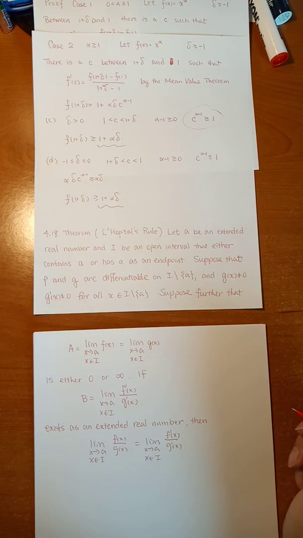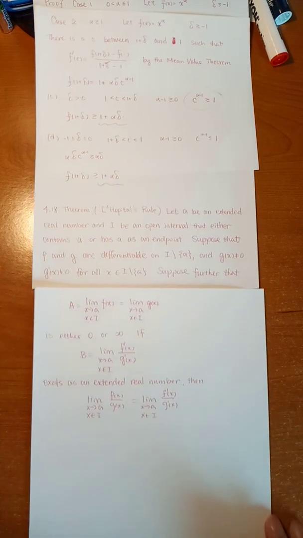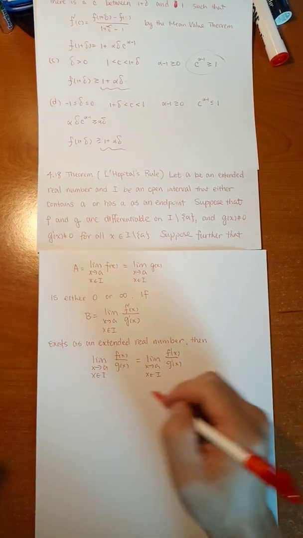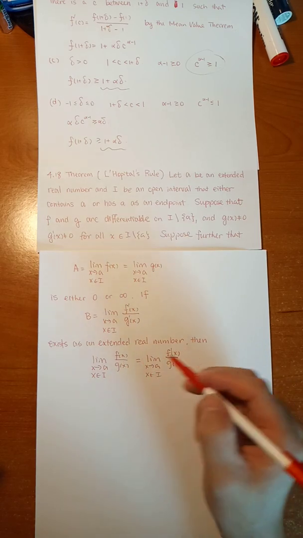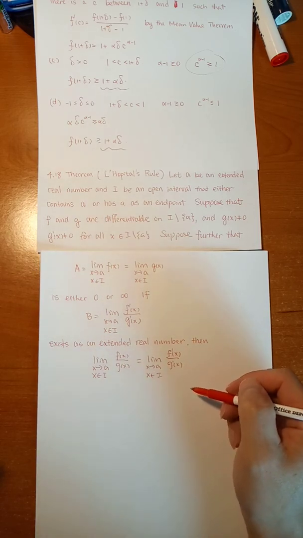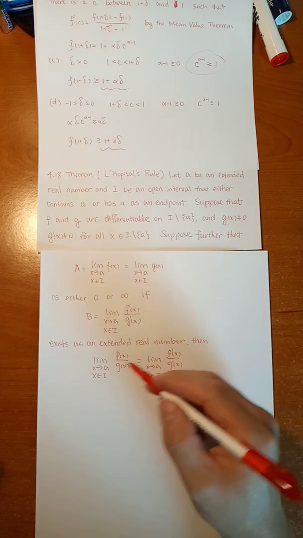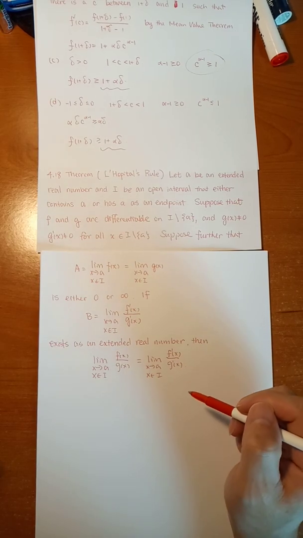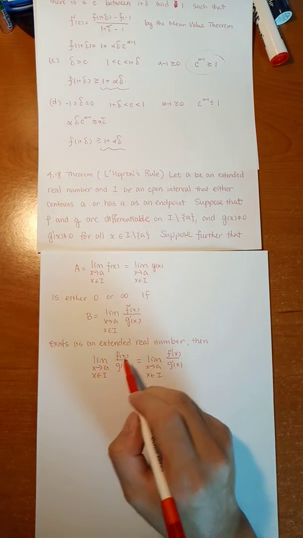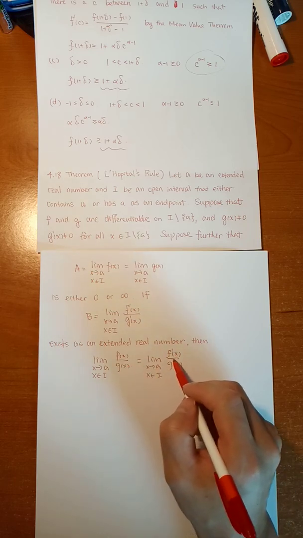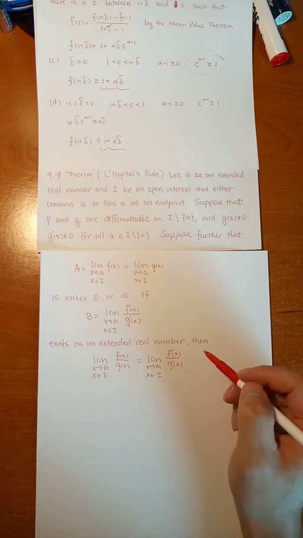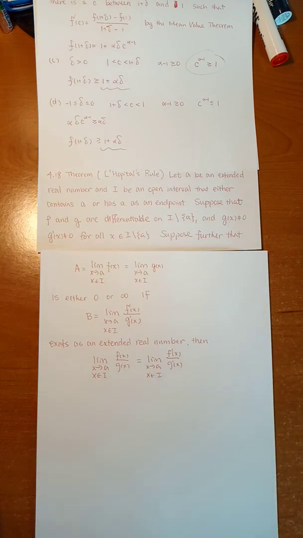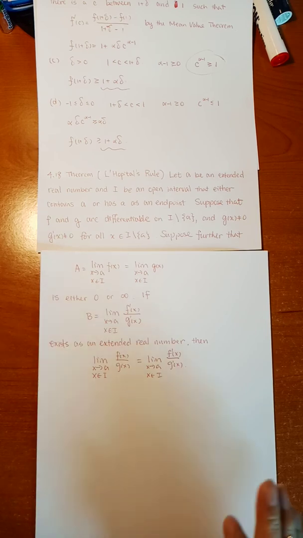Okay, very long. We just try to get the proper setting, and then we get a conclusion. This is the conclusion. The limit of the ratio is equal to the limit of the ratio of derivatives. I said something wrong earlier, sorry. Okay, let's see the proof.